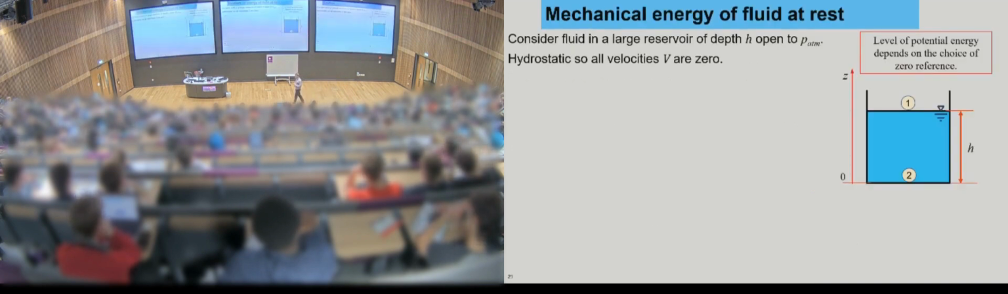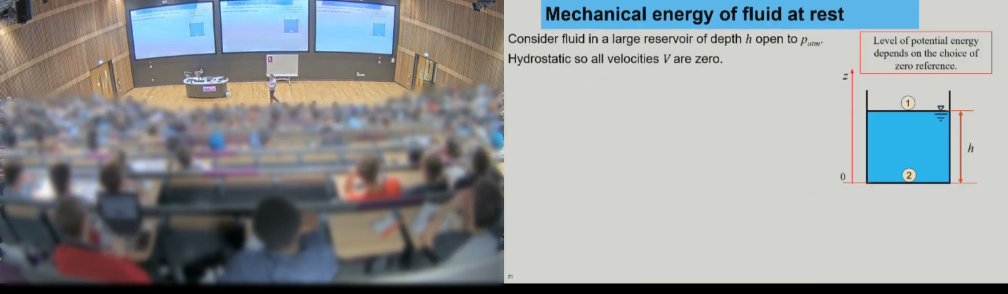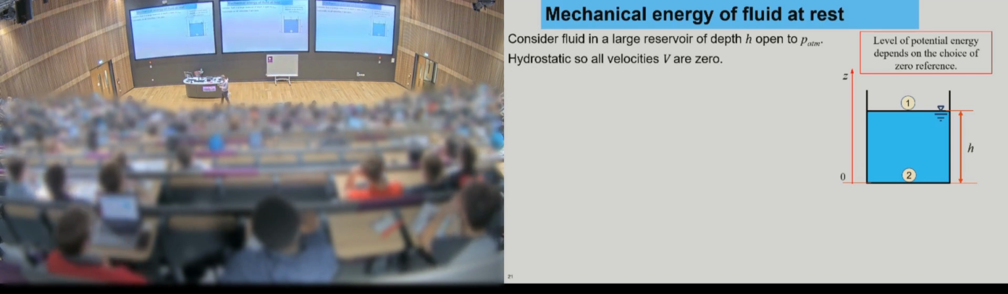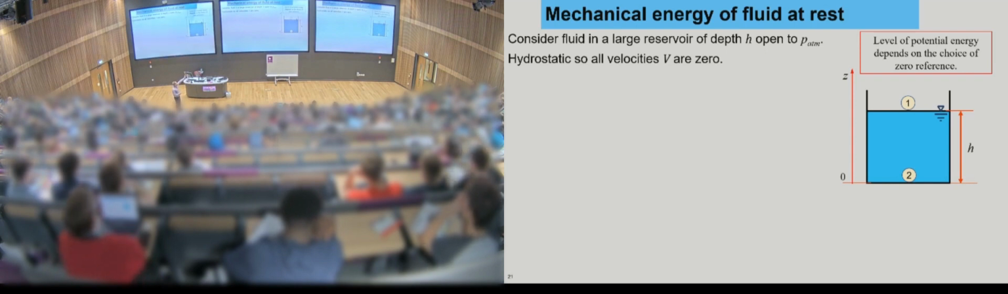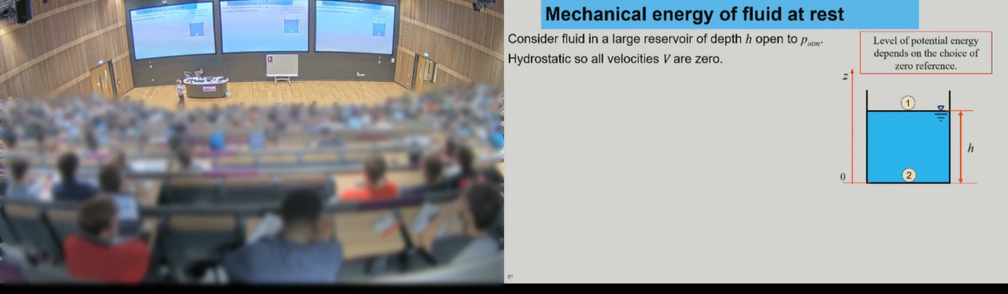So let's now think about the mechanical energy of fluid at rest. This is a useful concept in many different examples and problems. So we're going to consider a large reservoir of fluid of depth h, and it's open to the atmosphere. So the pressure here is atmospheric pressure. It's hydrostatic, which means it is stationary, and so all the velocities in my tank are equal to 0.